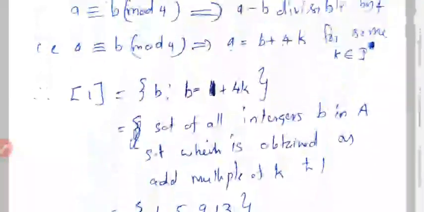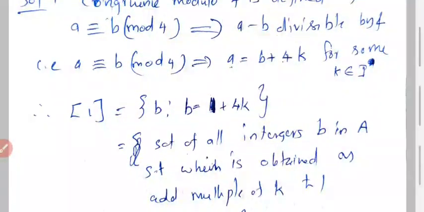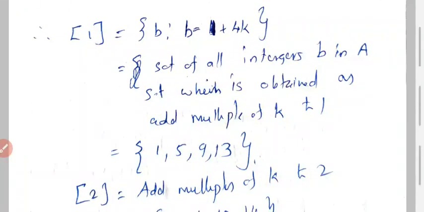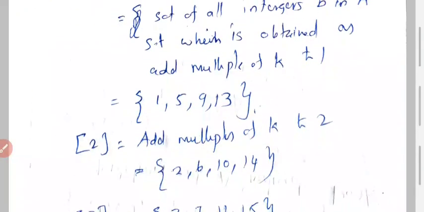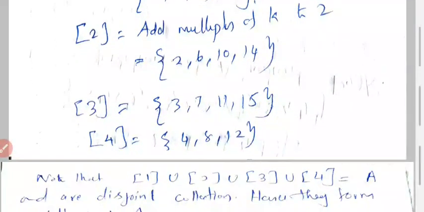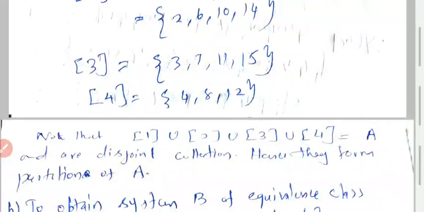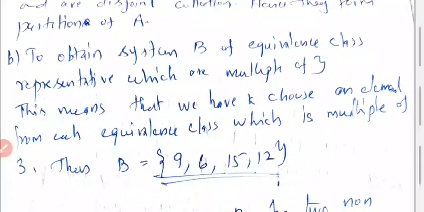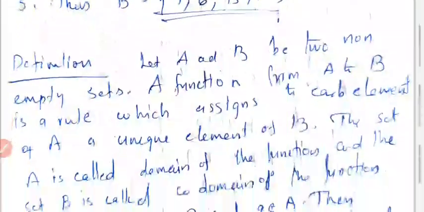Now the next question is to obtain a system of equivalence class representatives which are multiples of 3. In the equivalence class of 1 we have 9, which is a multiple of 3. Similarly, in the class of 2 we have 6, in the class of 3 we have 15, and the class of 4 contains 12, all multiples of 3. So the class representatives which are multiples of 3 are 9, 6, 15, 12.